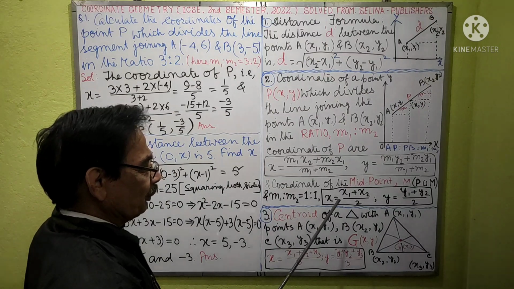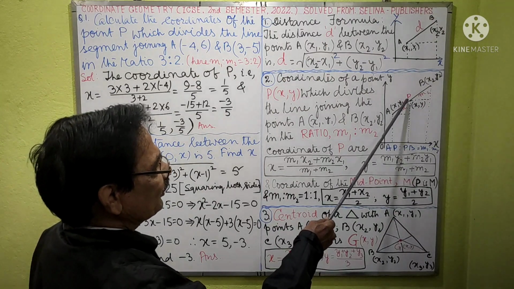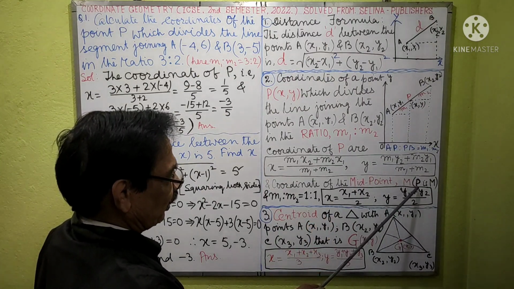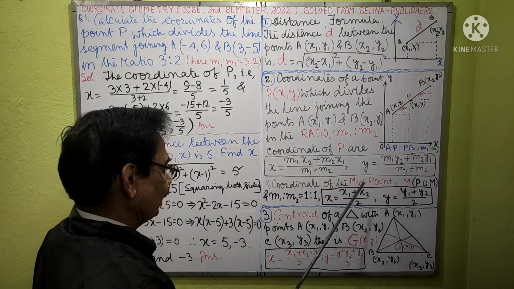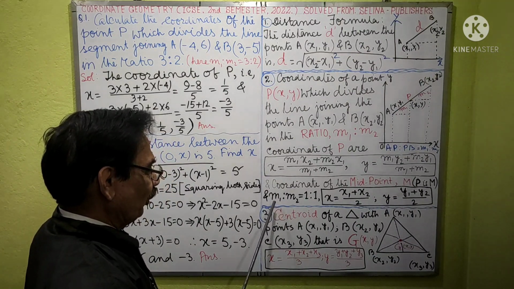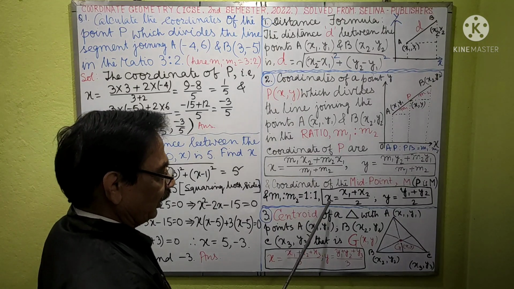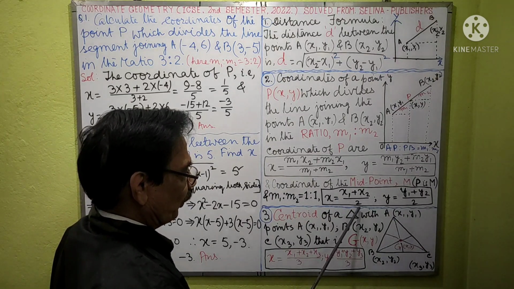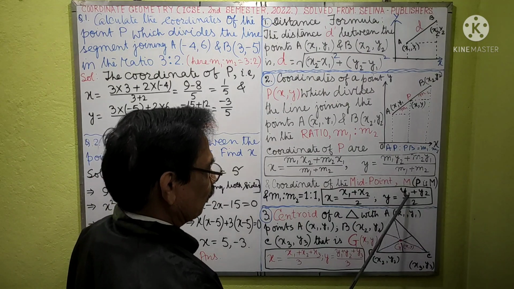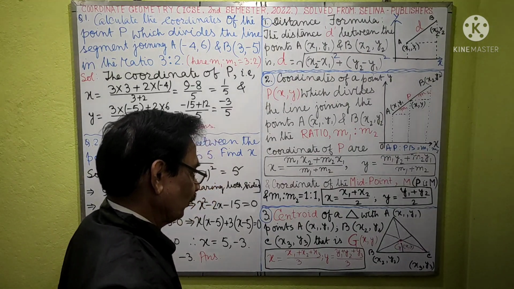The coordinate of the midpoint: when P is the midpoint M, the ratio of m1 and m2 is 1 is to 1. Then x equal to (x1 plus x2) by 2 and y equal to (y1 plus y2) by 2.